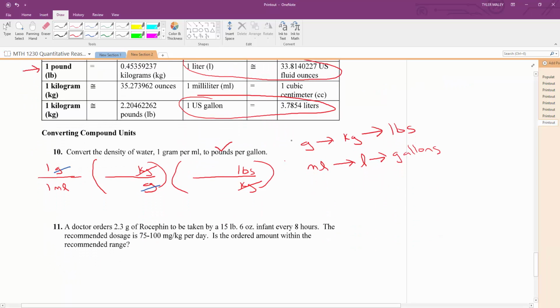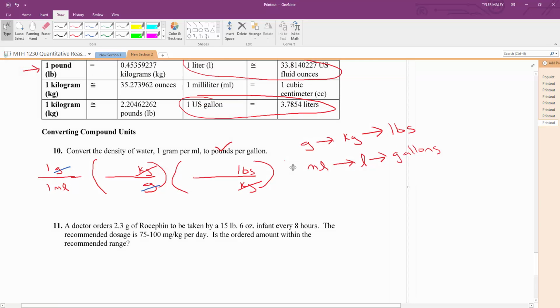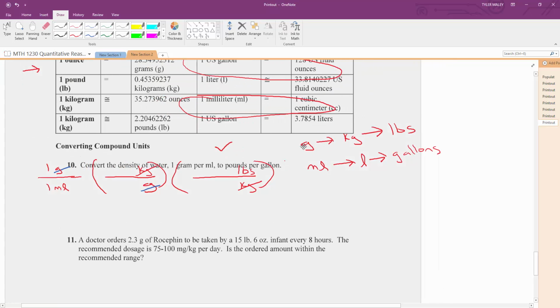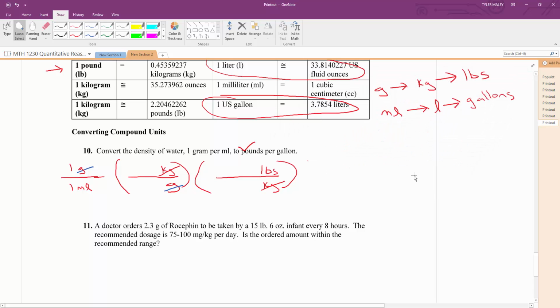So let me move this up here. There. Now I have some room to write.